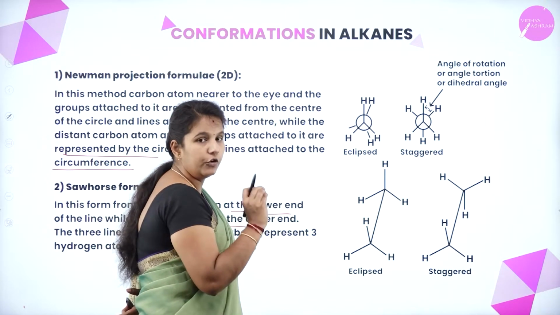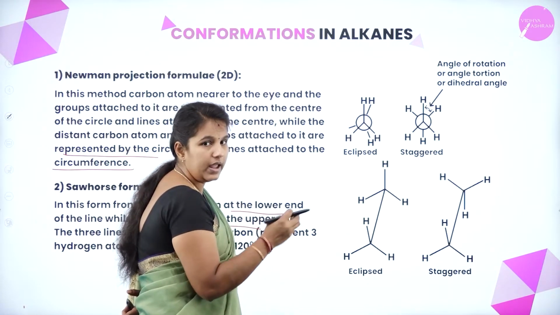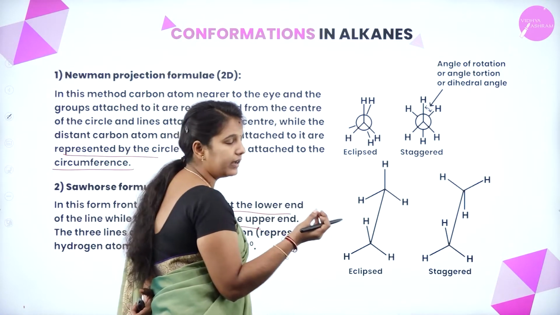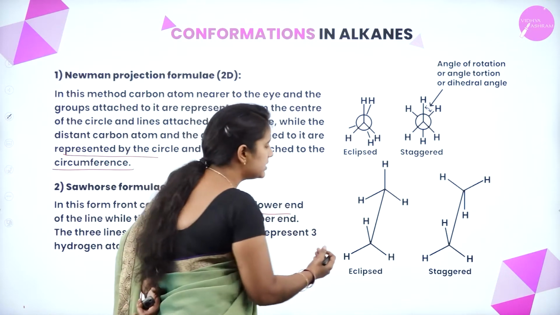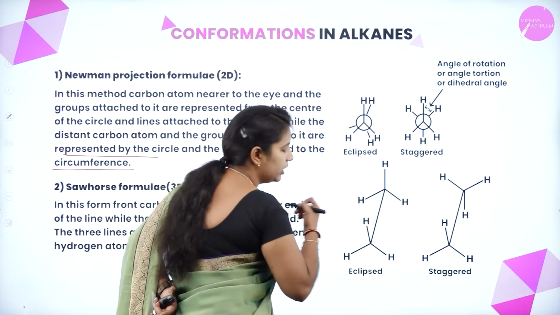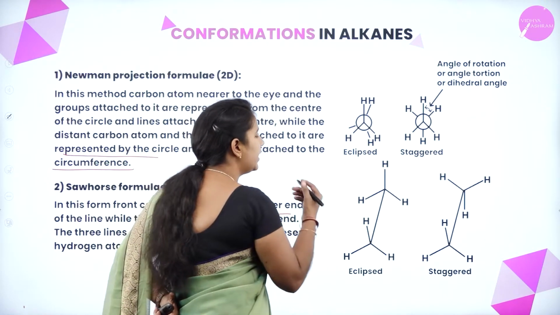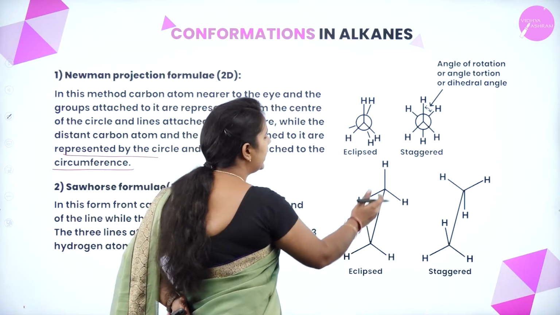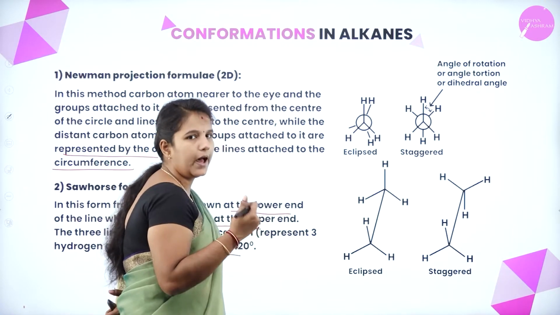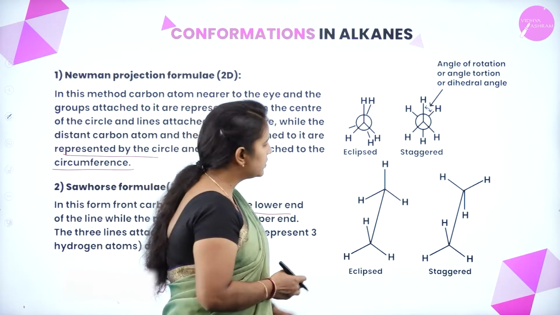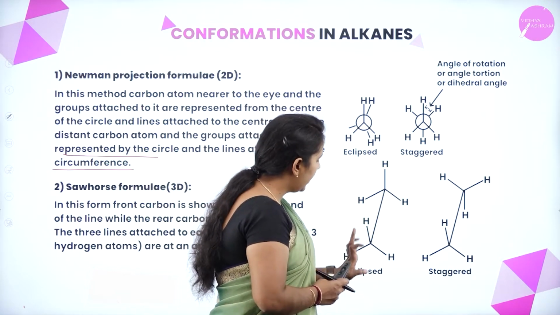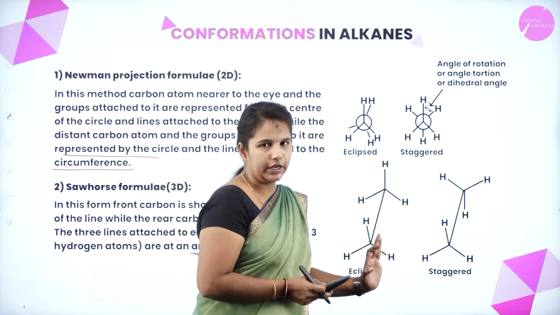Always remember, for writing these Skew-Horse formulae, we need to consider the carbon atom which is very near to our eyes, and we need to represent it at the lower end. If the carbon atom is far away from our eyes, that has to be represented at the upper end. Okay. So, which consists of 3 hydrogen atoms and 3 hydrogen atoms.